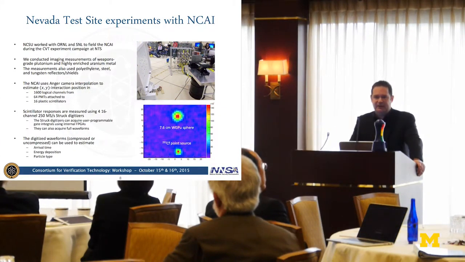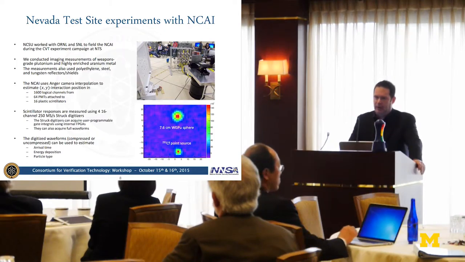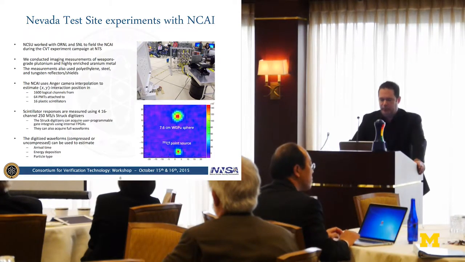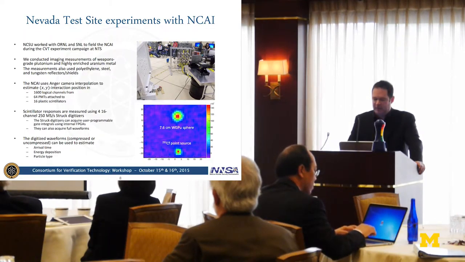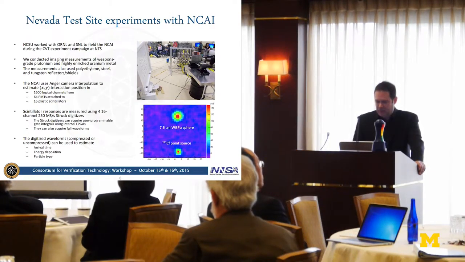We were able to take this system out to the Nevada test site this summer as part of the CBT campaign, where Michigan was also present. Sarah brought her dual particle imager, and Zhang brought Orion and Polaris. And we did a series of measurements with Category 1 special nuclear material, including weapons-grade plutonium metal and highly enriched uranium metal. Besides measuring those sources bare, we also measured them in a number of reflectors and shielding. And I've shown one of the images that we got.